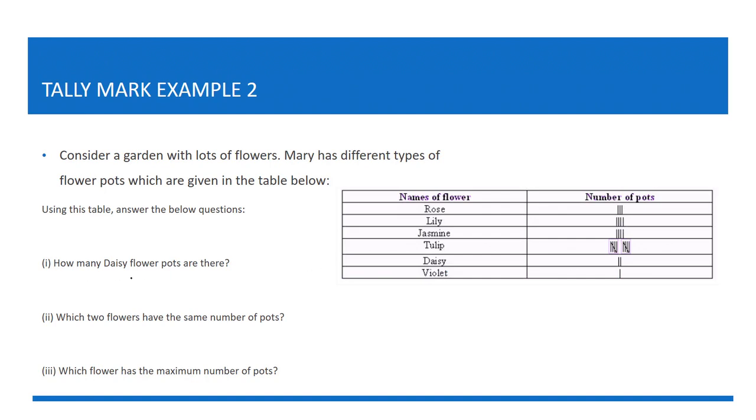Now let us answer this. How many daisy flower parts are there? Only 2. Then let us go with the second question. Which 2 flowers have the same number of parts? Jasmine and lily have the same number of parts. Which flower has the maximum number of parts? By observing the tally marks, we can easily conclude that tulip has the maximum number of parts, that is 10. Hope you understood.